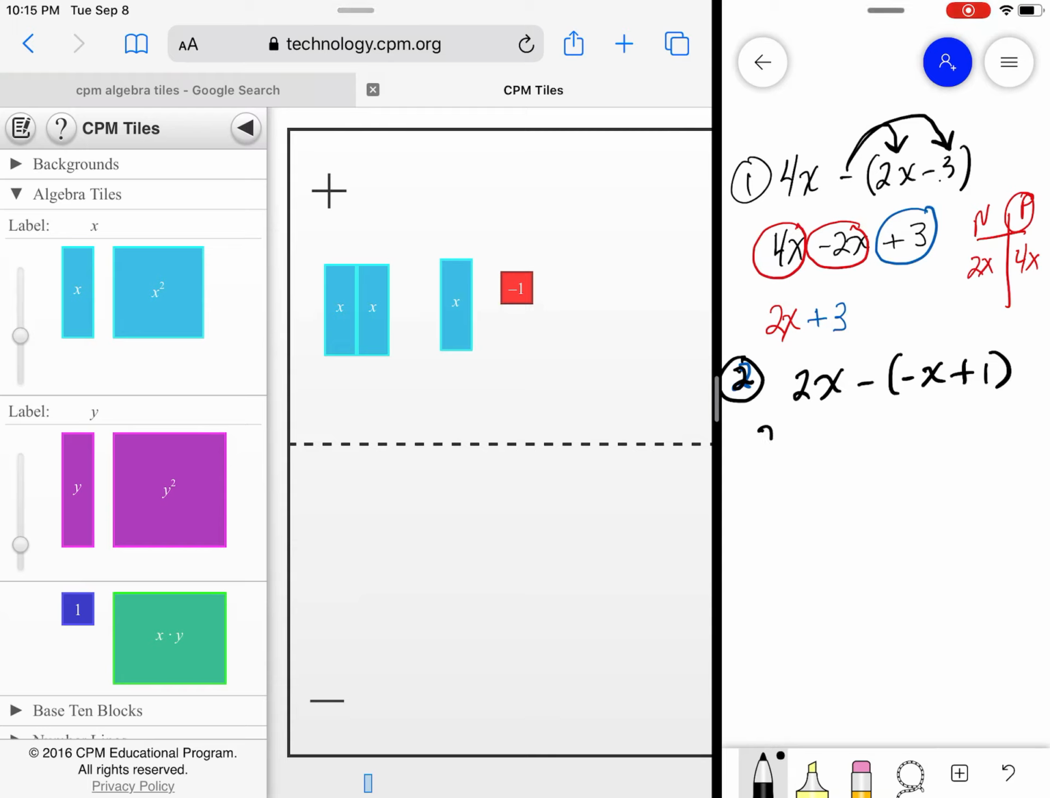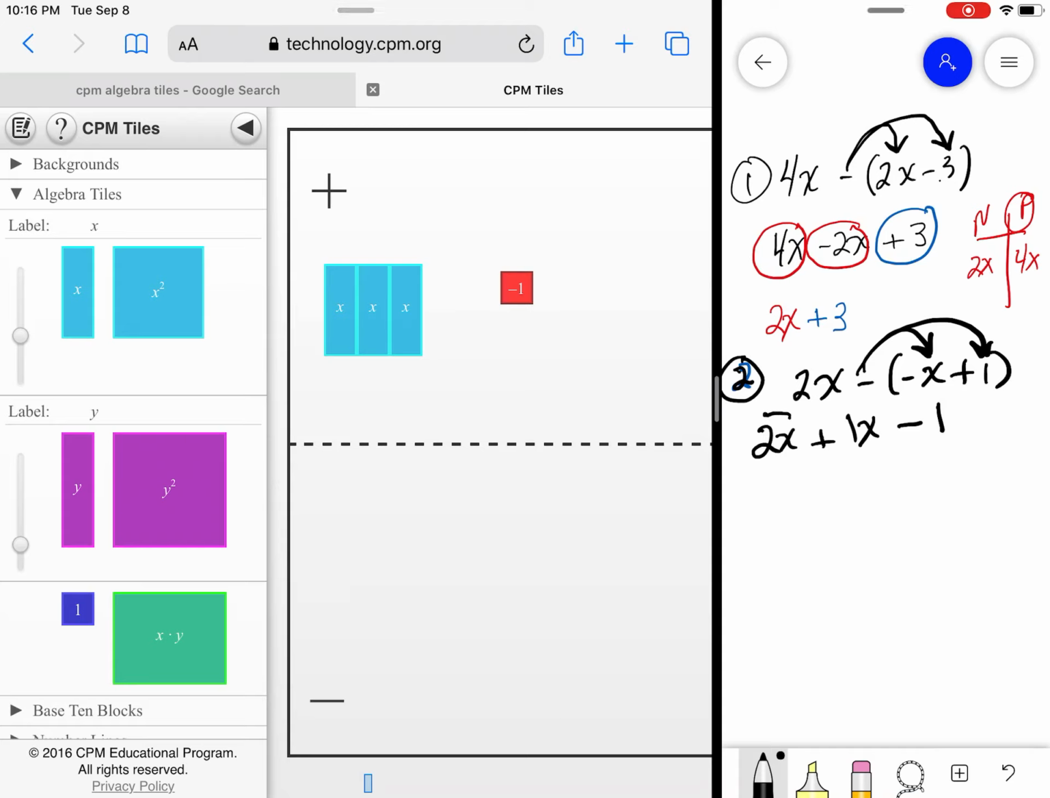So to show it on the paper, the 2x remains unchanged. This negative is getting distributed, which is multiplication, to each term inside. So a negative times a negative x, negative times a negative makes a positive x. It's positive 1x. And a negative times a positive 1, negative times a positive is a negative. So that's negative 1. Next we combine our like terms. I can see these x's are like, and that's it. And so we have 3x minus 1.